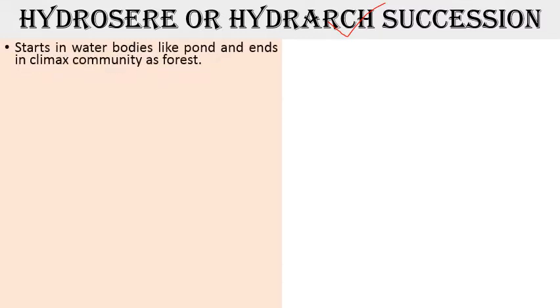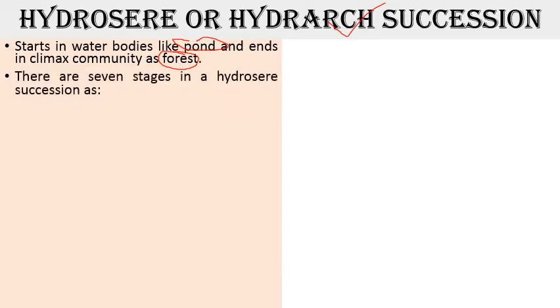Aquatic ecosystem mein bhi jo stagnant water hai wahan pe ye hota hai. So it starts in water bodies like a pond and it ends in a climax community as forest. Start ye pond mein hota hai aur ye end hota hai with climax community jo hota hai forest. To isme 7 stages hoti hain in case of hydrosere succession.